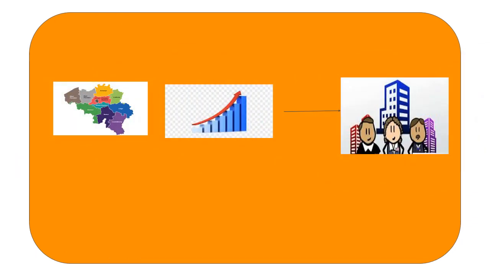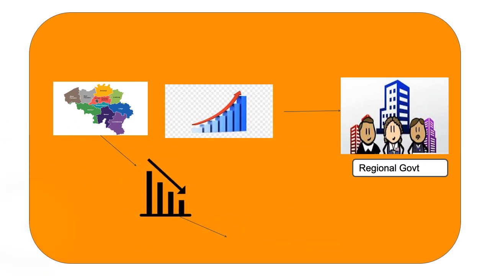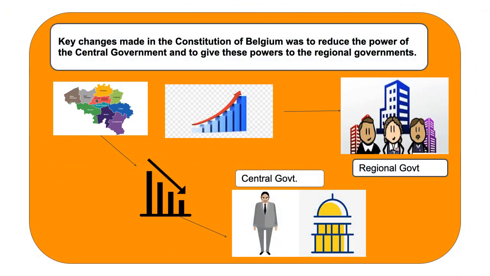Now, what are the key changes made in the Constitution of Belgium? It was to reduce the power of the central government and to give these powers to the regional government, right? So from this image we can understand that the regional government is getting a separate, different set of powers, and it no longer is subordinate to the central government, all right?